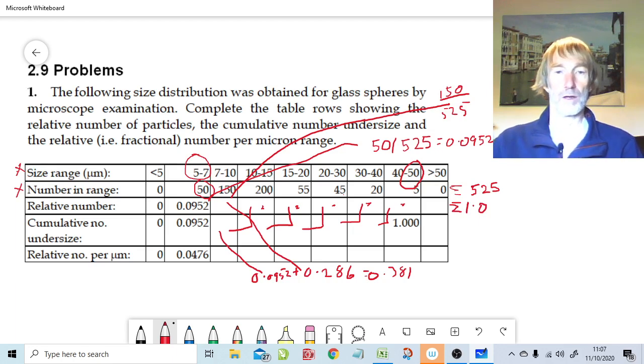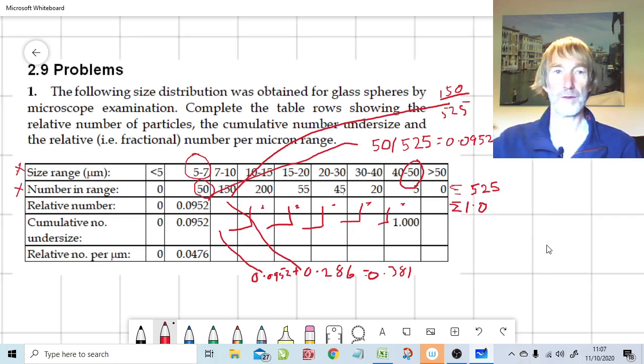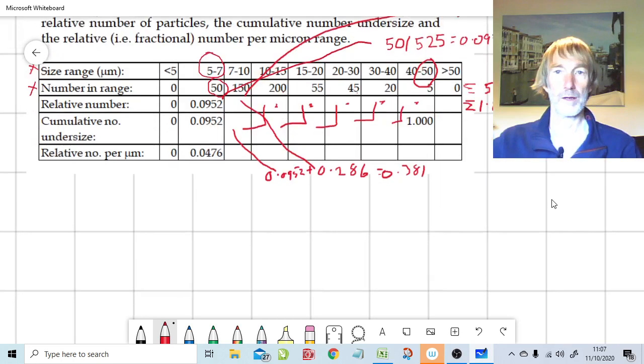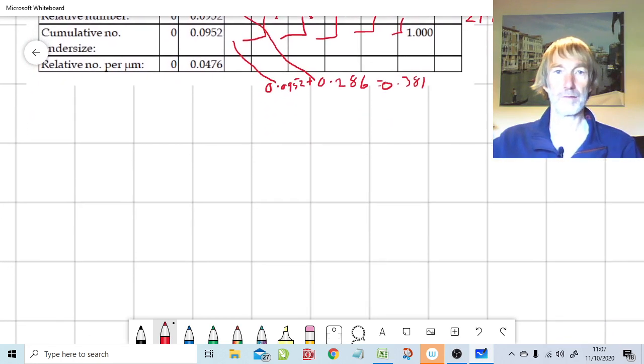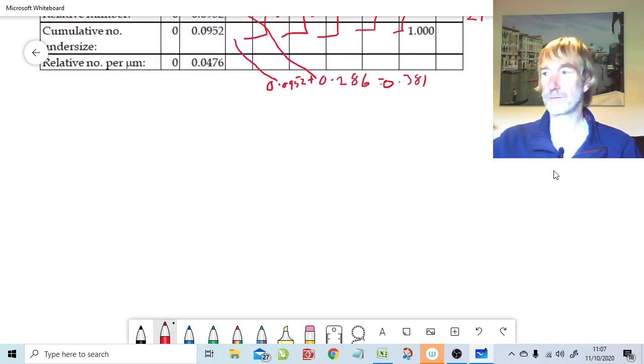Okay, so that leaves us with just having a chat about the relative number per micron range. And before we do that, let me just clear a bit of space by moving this up. Okay, relative number per micron range.